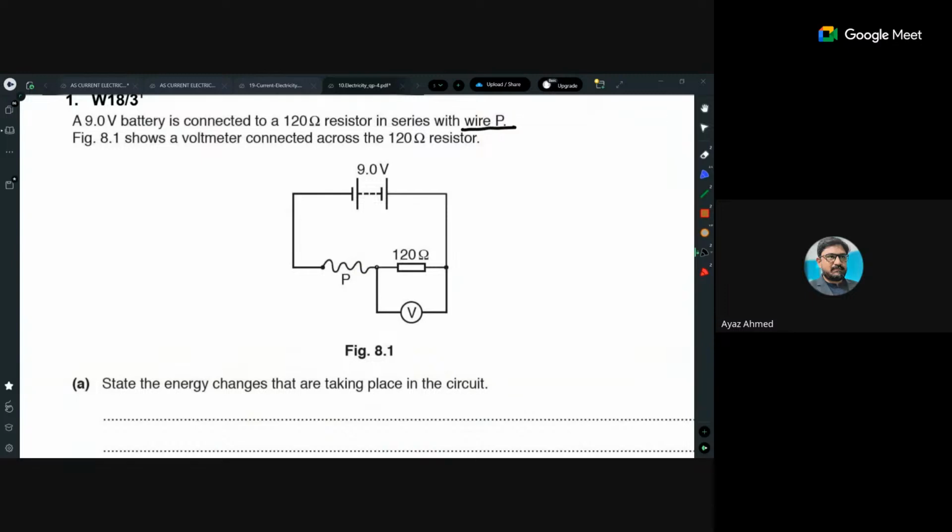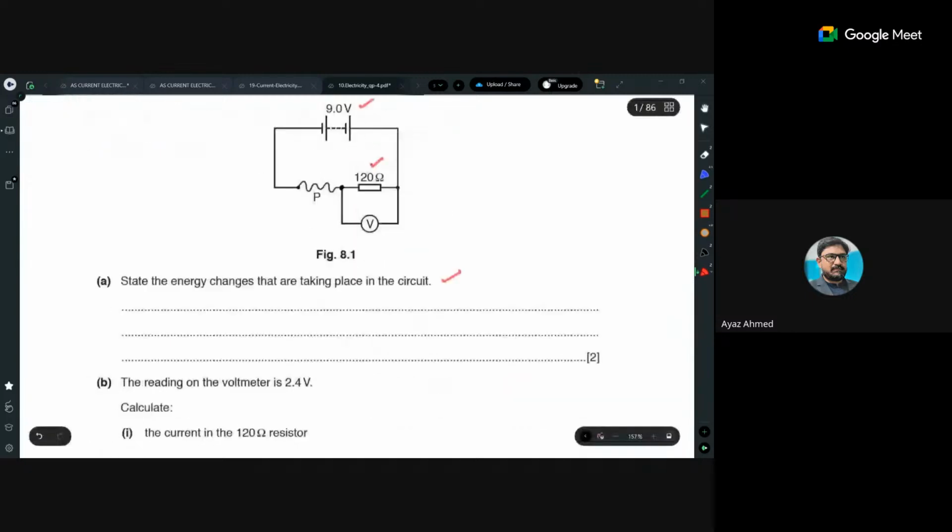A 9-volt battery is connected to a 12 ohm resistor in series with a wire P. There is a wire, and along with the wire there is a 120 ohm resistor, and the battery is 9 volt. So all this information is important for you. And this is the 120 ohm resistor along with the voltmeter. State the energy change that is taking place in the circuit. The question starts right from here, but we will move on for the current and electricity topic.